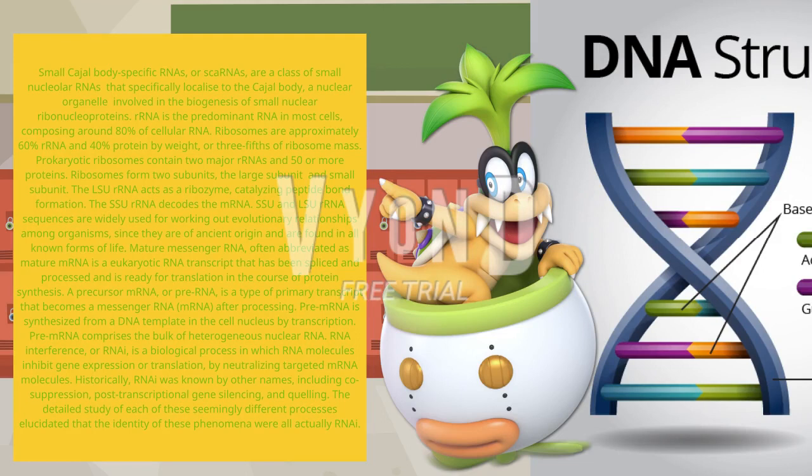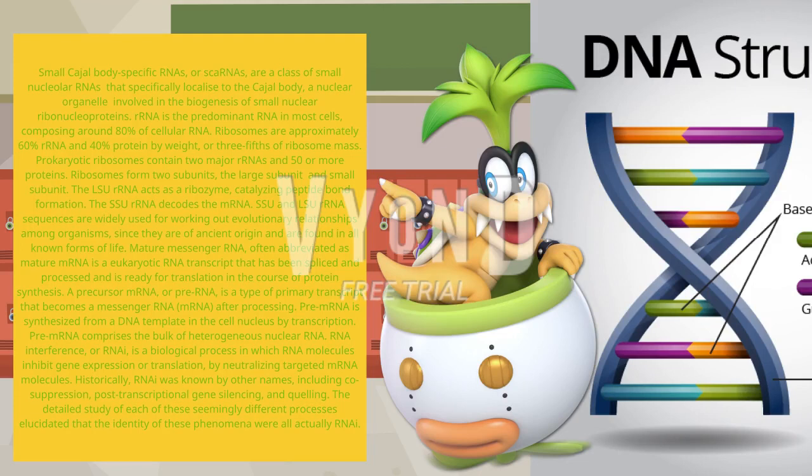Mature messenger RNA, often abbreviated as mature mRNA, is a eukaryotic RNA transcript that has been spliced and processed and is ready for translation in the course of protein synthesis. A precursor mRNA, or pre-mRNA, is a type of primary transcript that becomes a messenger RNA, mRNA, after processing. Pre-mRNA is synthesized from a DNA template in the cell nucleus by transcription. Pre-mRNA comprises the bulk of heterogeneous nuclear RNA.